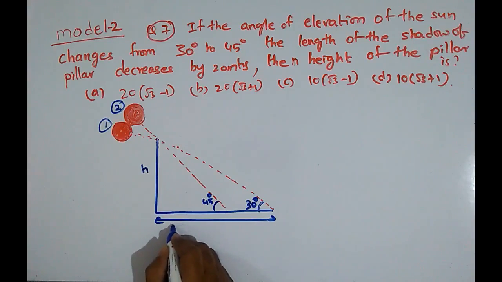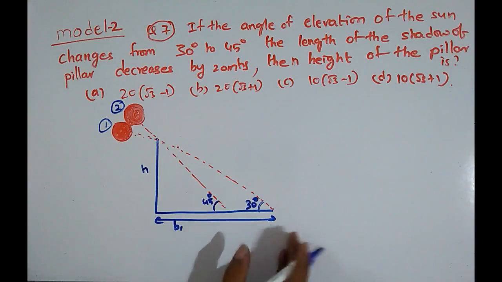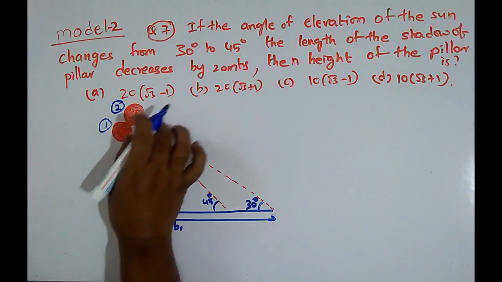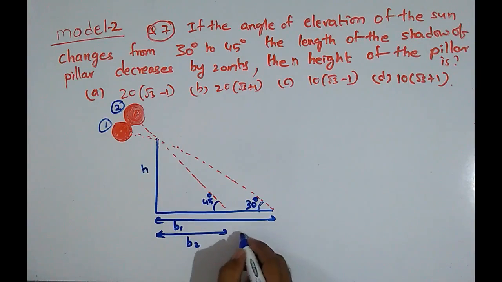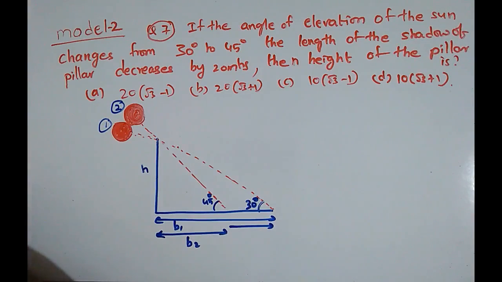Okay, we will see base 1, and after the sun reaches 45 degrees the shadow comes to this position. The length decreases to this position and it is decreased by 20 meters. He is saying that this difference is 20 meters, friends. We have to find the height of the pillar, friends.